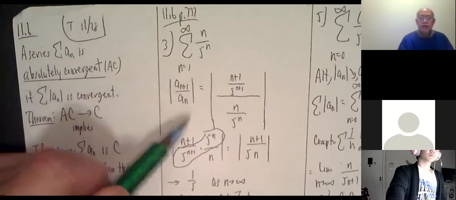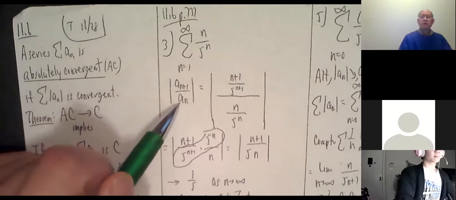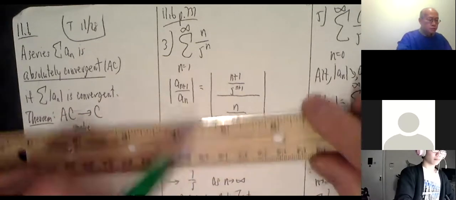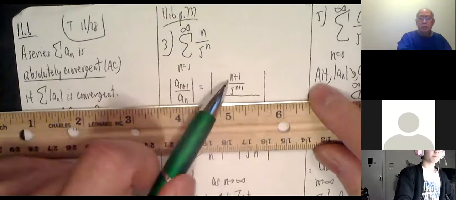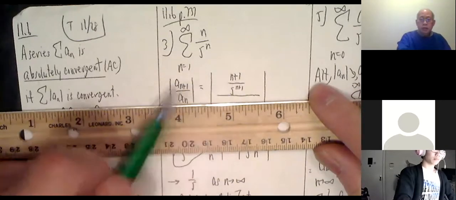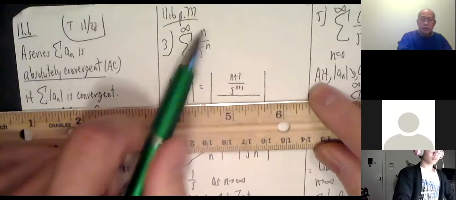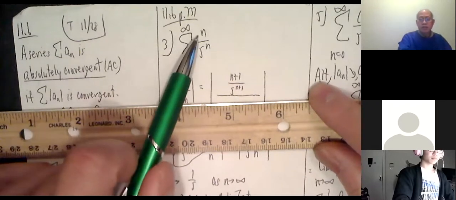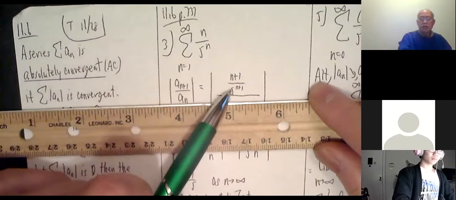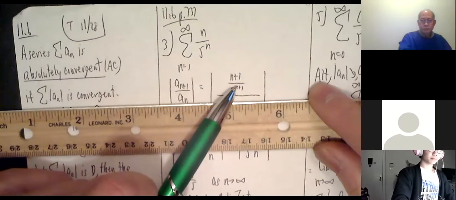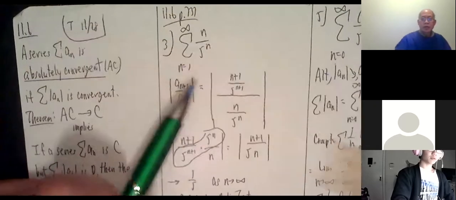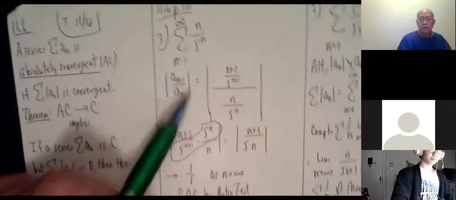So I take the absolute value of a sub n plus 1 over a sub n. Okay, so how do I do that? Just like a function, for the numerator, a sub n plus 1. That means everywhere you see n, put n plus 1, theoretically in parentheses, but you can tell I don't need parentheses here. n plus 1 over 5 to the n plus 1, divided by a sub n, which is just the original, n divided by 5 to the n.